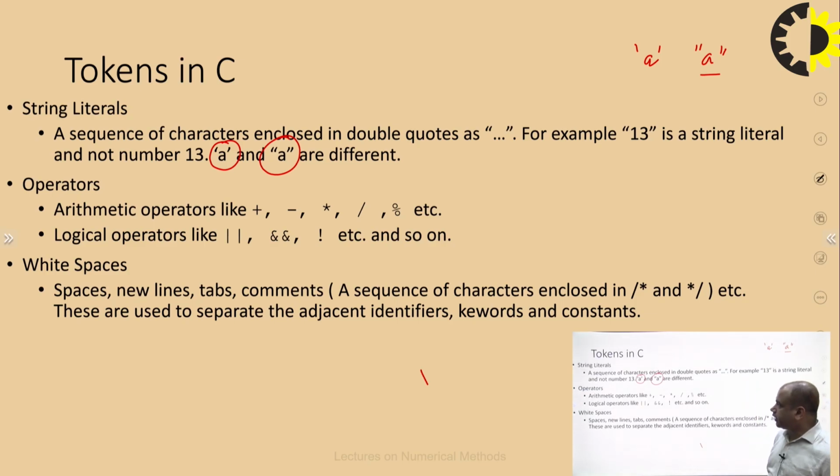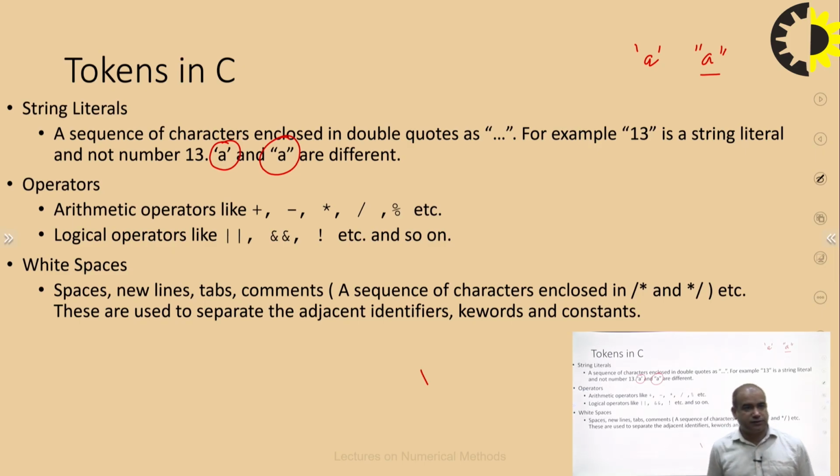Next token is operator. Operators in C, like arithmetic operators: plus, minus, divide, multiply, modulus; logical operators: and, or, not; relational operators: greater than, less than, greater than or equal to, less than or equal to; and bitwise operators. All these are operators that are also tokens in C.